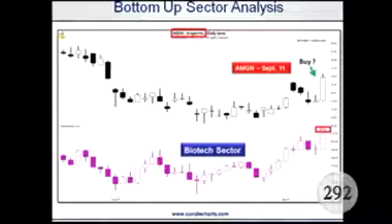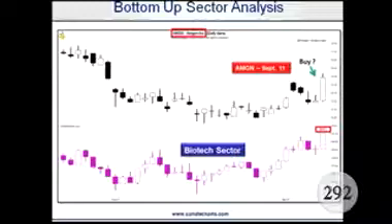So, let's look at another example here. And what you could do, the same thing, in a lot of the platforms, including the one we were talking about yesterday, you can overlay the sector and the stock. So, here we have Amgen on the top. Do we buy it here? Now, let me show you a couple of things going on.